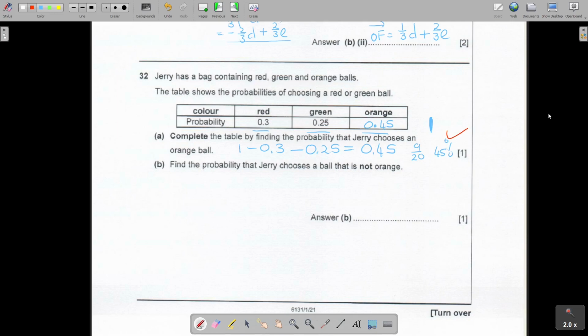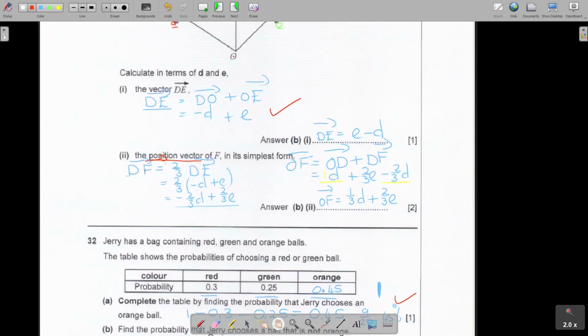I just wanted to say, in this question 31B, they were giving M1 if you just got to this step. At least coming to this step, they would have given the mark, and then simplified to the final answer.